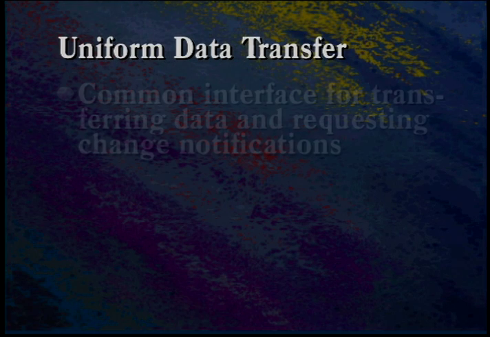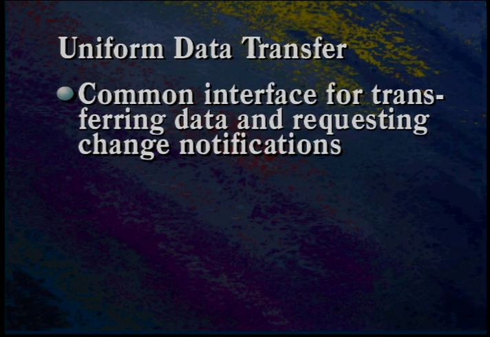Another piece of the design that shows some examples of these design themes is the model that we have in OLE for uniform data transfer. First, we have a common interface for transferring data and for requesting change notifications. This is used in many different scenarios. The first point to note is that this represents a collaboration between the data source that implements the basic transfer interface and the sink that receives notifications.